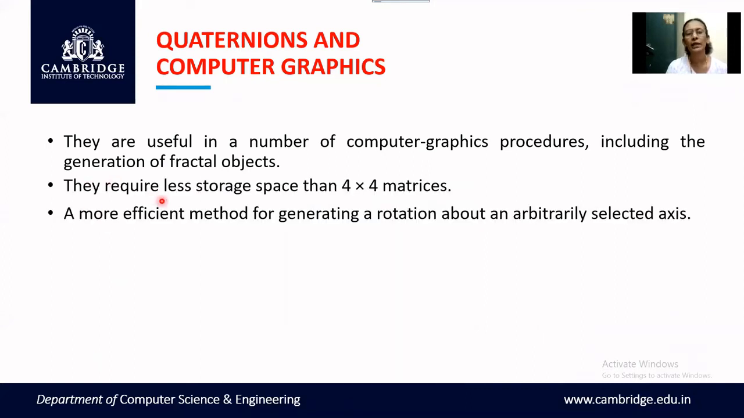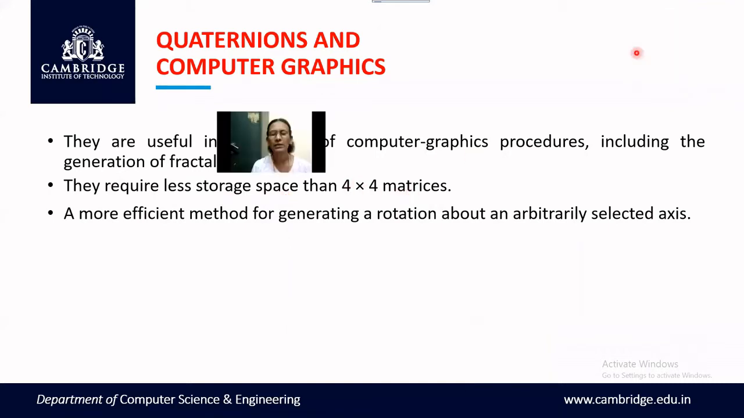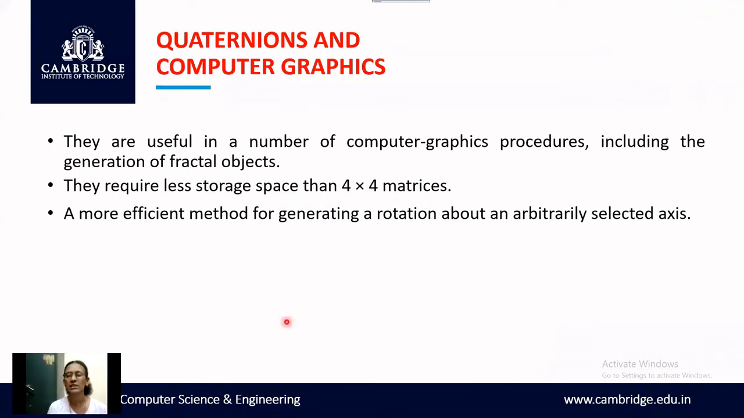Next, quaternions require less storage space than 4x4 matrices. 4x4 matrices take 16 spaces, whereas quaternions take very little space. And they give you a very efficient method for generating a rotation about an arbitrarily selected axis. Two classes before, we saw how to rotate an object about an arbitrary axis. The whole class we went on doing it.